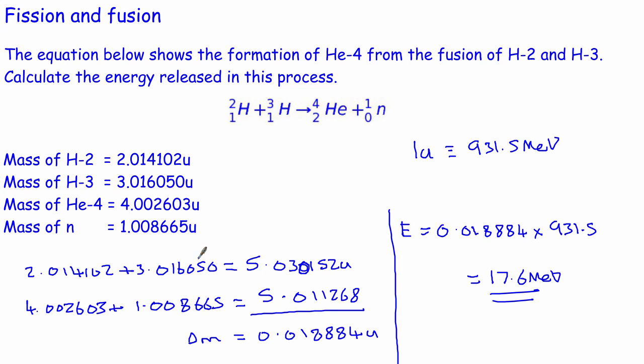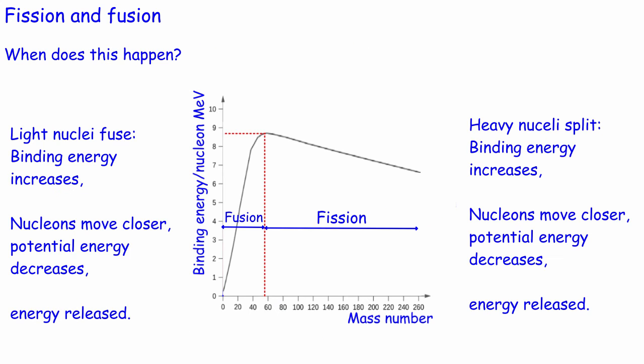So we've got two different processes. We've got fission, which is the splitting of an atomic nucleus, but we get energy out. We've got fusion, again, it's the joining of nuclei this time, but again, we get energy out. So when does this happen? Well, we saw in the last video that we could draw basically a graph of the mass number of all of the different nuclei against the binding energy per nucleon. And we got a graph approximately like this.